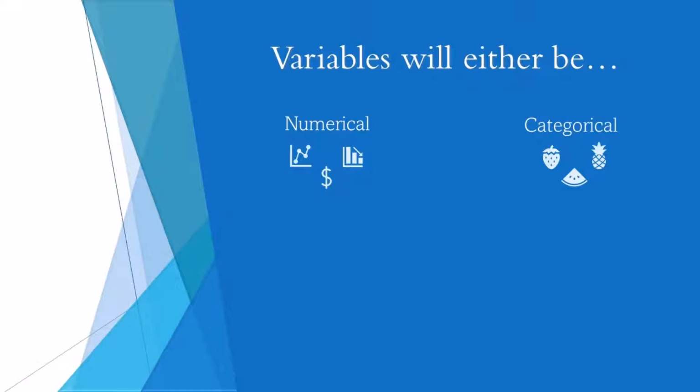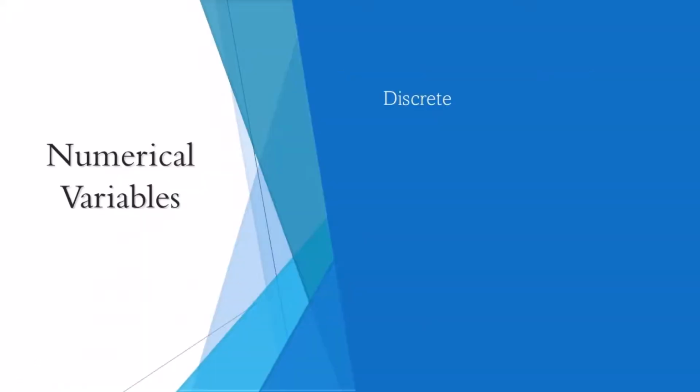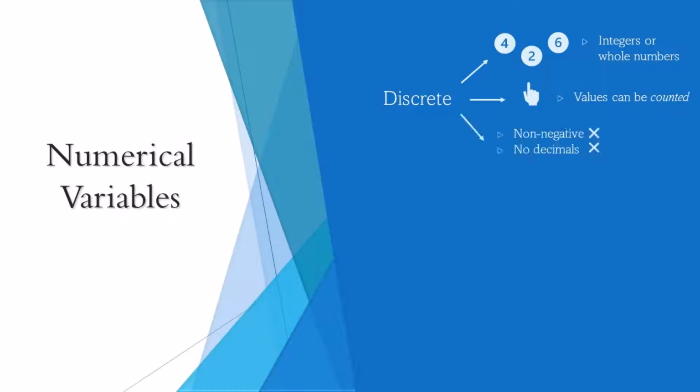Let's look at numerical first. A simple way to think of numerical variables is they can only be collected in the form of numbers. Now, there are two types of numerical variables that you will come across: discrete and continuous. Discrete variables can only take the form of integers or whole numbers. It may help to think of this as data that can be counted. Discrete variables will not take negative values or have decimals.